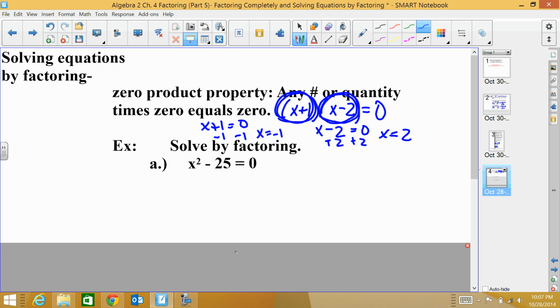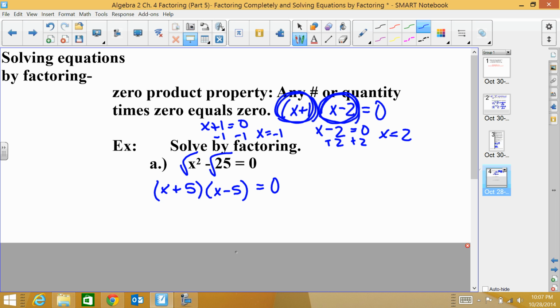First we check for a greatest common factor. There's not one there. Then we check for a special pattern like difference of squares or a perfect square trinomial. This one is a difference of squares. So I can take the square root of x squared and the square root of 25, and I would get x plus 5 and x minus 5 equals 0. Remember, with the difference of squares, you have to have one factor that's positive and one factor that's negative, that way the middle cancels out.